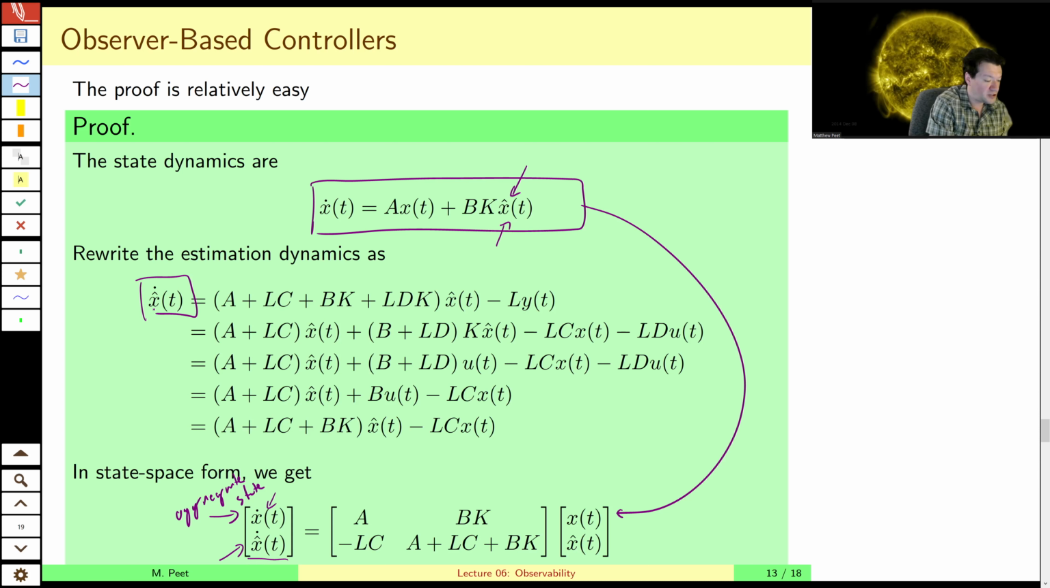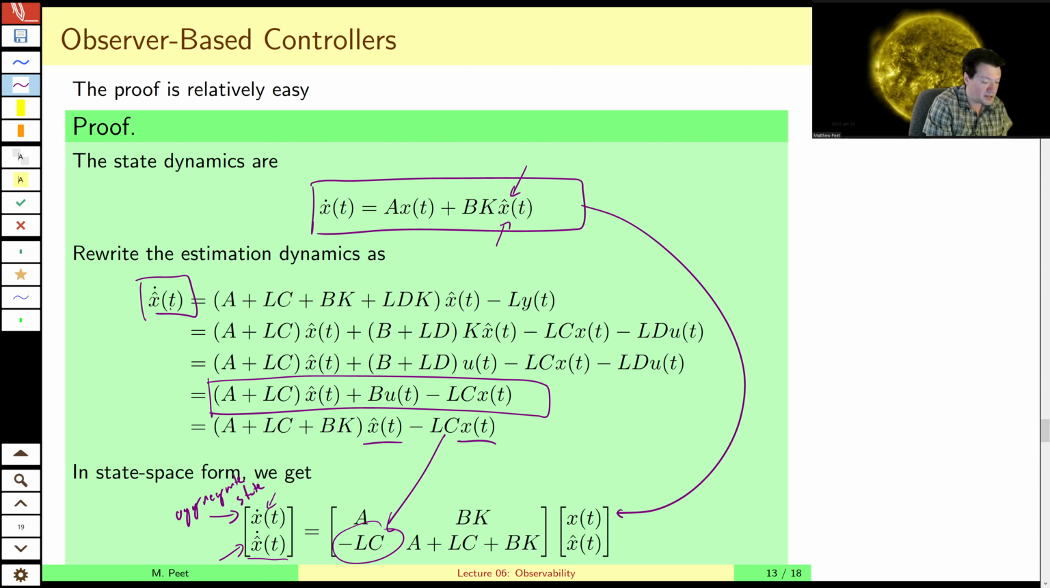Actually, we wrote those out on a previous line, so we could just skip to that line right there. If we write those out in state space matrix form, we have x hat dot equals, simplifying that a little bit, we isolate terms which multiply x and x hat. Minus LC comes down there, times x, and A plus LC plus BK comes down here, and those multiply x hat.